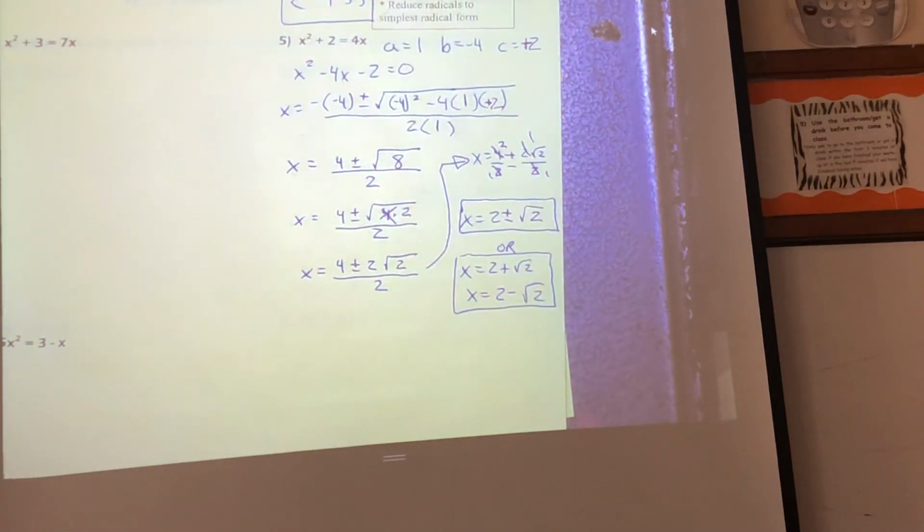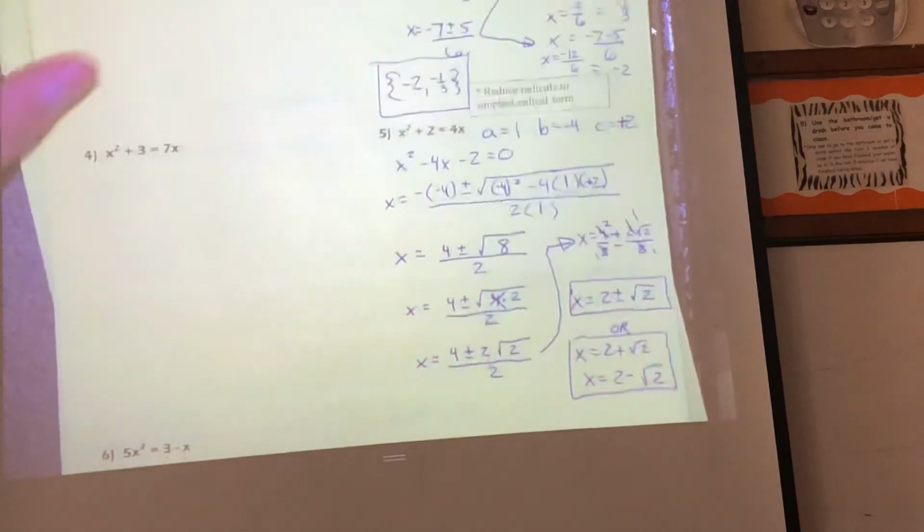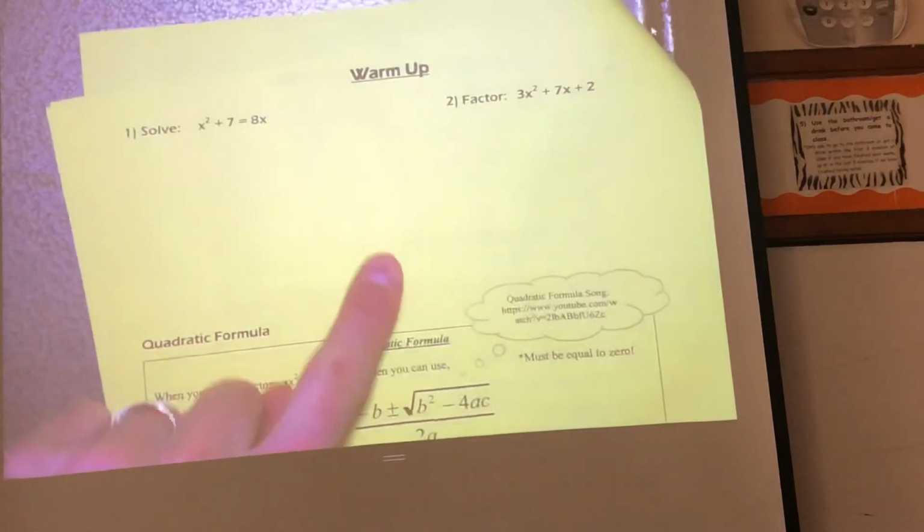So your homework for tonight will be to do numbers 2, 4, and 6 on this page, and the 2 warm-up questions on the previous page.